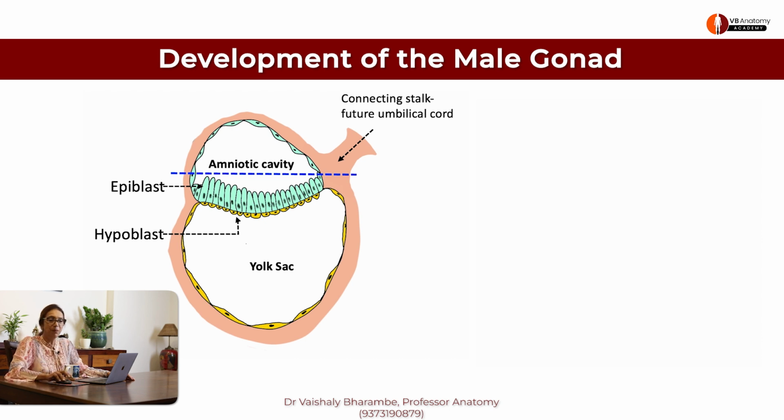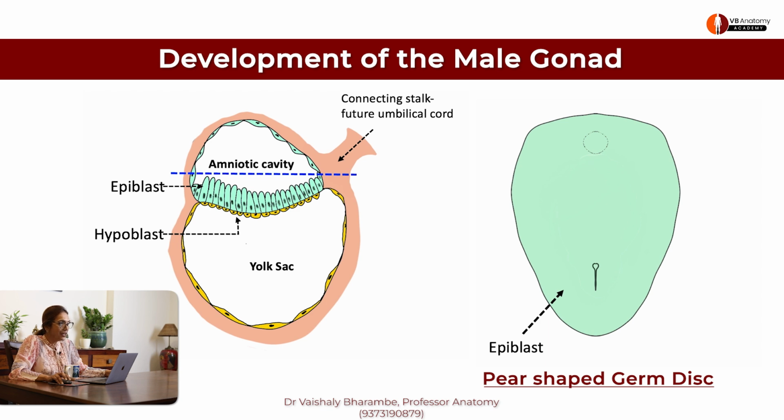Let's cut it at the top. You're looking at the developing embryo from the top. Okay, that's the pear-shaped bilaminar disc. Okay, this light green is the epiblast you're looking at. In this epiblast, in the caudal region, you will begin to see a linear elevation which is called as primitive streak.